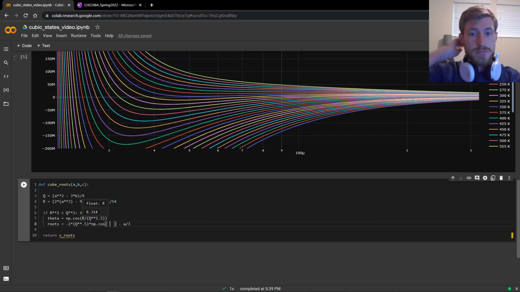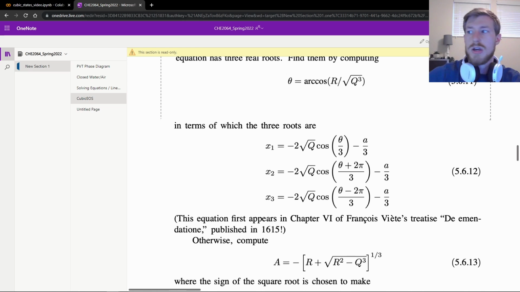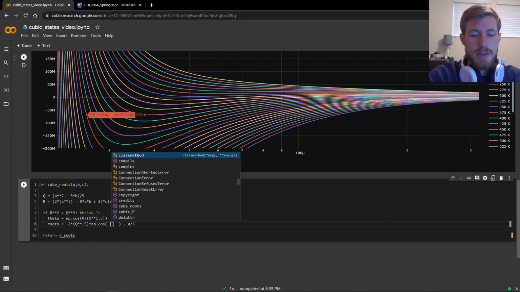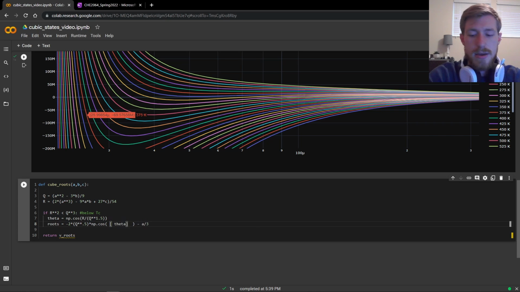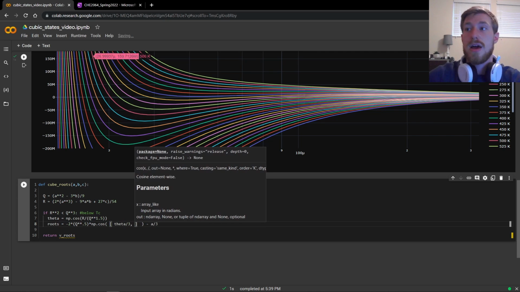Well, we know from how NP handles NP arrays that if we put an array into an NP function, it will go through and apply that function to each value in that array. So instead of rewriting this function each time for each root, we can plug an array into this NP function, and we will receive an array that contains all 3 values having been cosigned. So the first thing we're going to need in this array is theta over 3, the first item in our array.